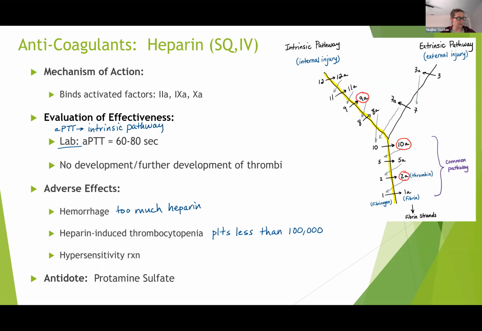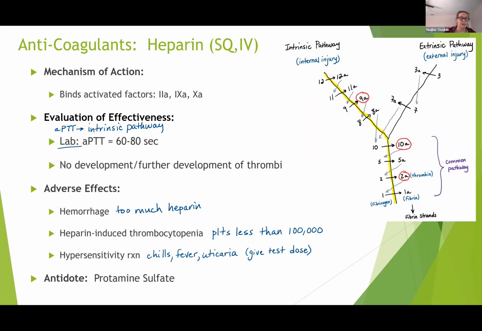Because heparin-induced thrombocytopenia happens, this is why we only use heparin flushes on central lines. We don't use them on peripheral lines because we don't want to expose the body to heparin more than it needs to be. Hypersensitivity reaction. If you have a hypersensitivity reaction to heparin, it would give you chills, fever, urticaria. So you do want to give a test dose to make sure they're handling it all right.